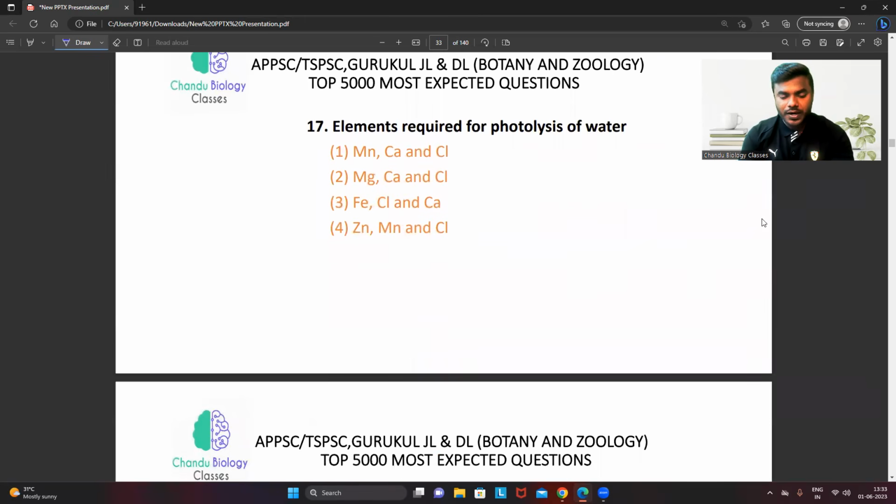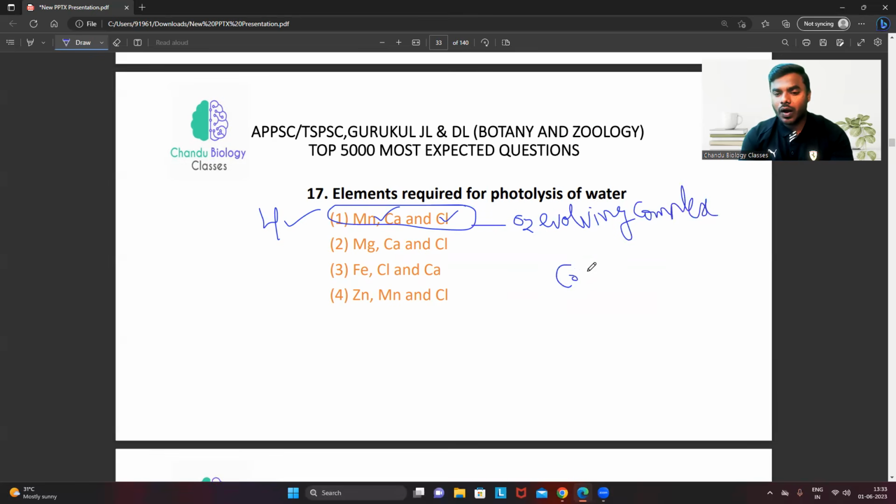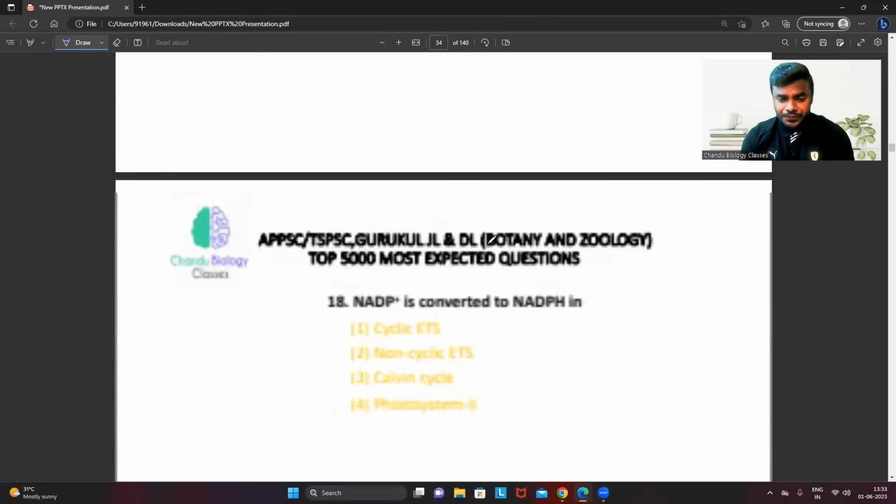This also I have explained in the morning class. Elements required for the photolysis of water, what we studied: we require manganese, calcium, and chlorine. These three are all present in the oxygen evolving complex. All are acting as the cofactors. We know very well what cofactors are. The correct answer is number 1.